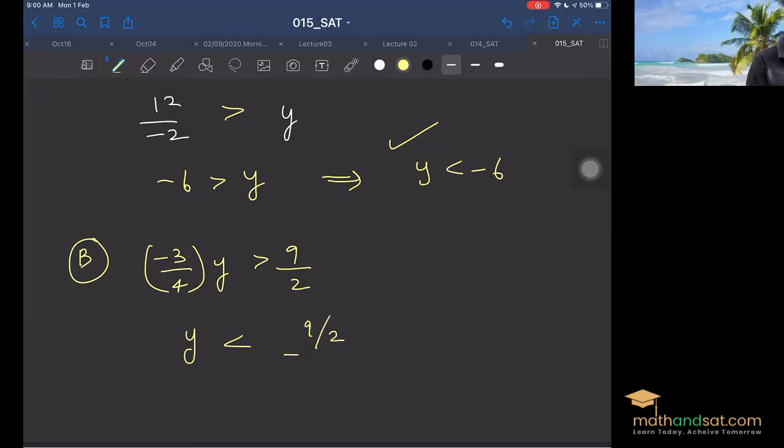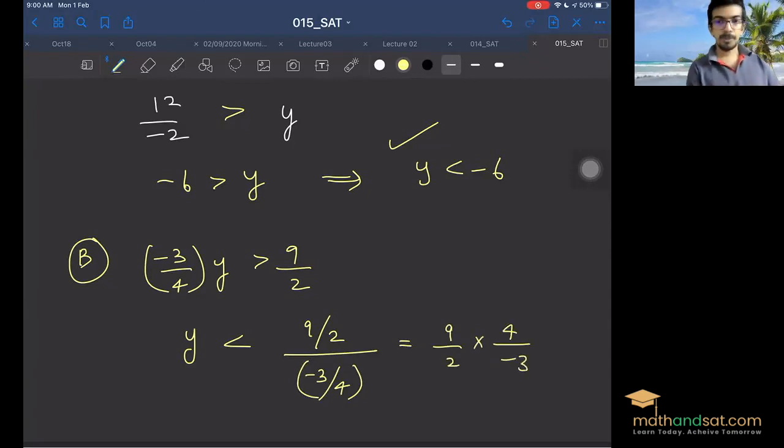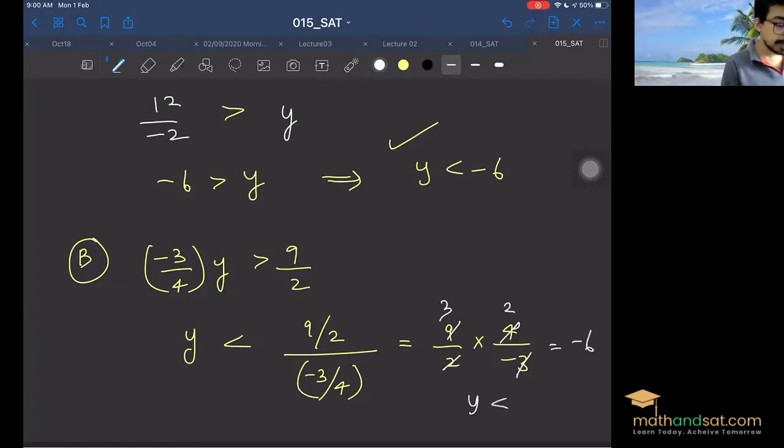9 over 2 divided by minus 3 over 4. So this is going to be 9 by 2 times 4 divided by minus 3. Now simplify these numbers. So 3, this is going to be 3, 2, this is going to be 2, this is minus 6. Again, you have the same expression y less than minus 6.